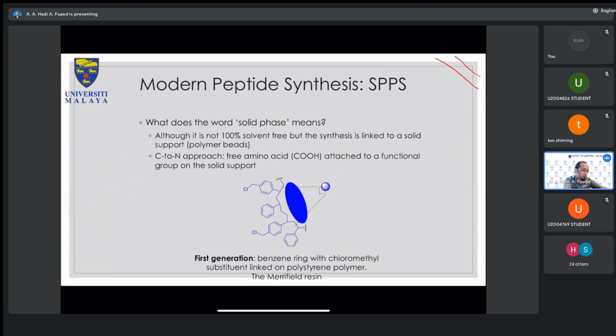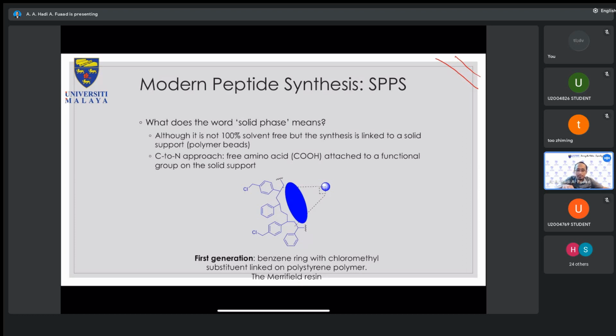All right, so we've looked at SPPS, and we looked at SPS last time, solution phase synthesis. So what is the main difference between those two? SPPS describes solid phase peptide synthesis, whereby the synthesis of the peptide is done on a solid support.